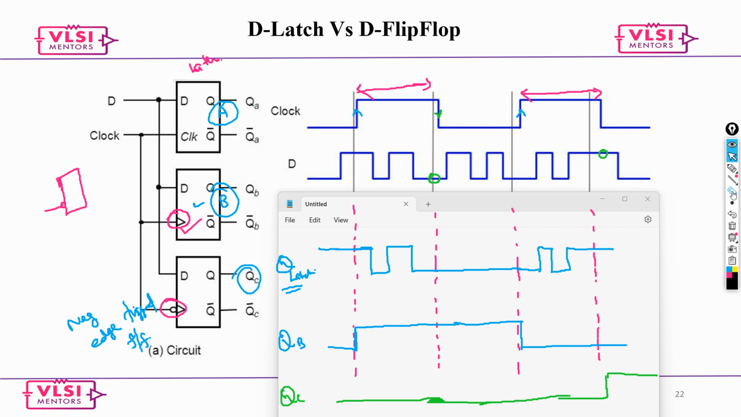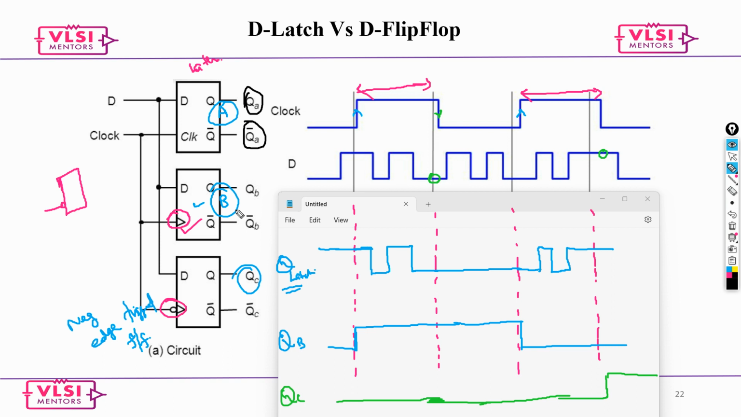So the Q and QA bar, QA bar is nothing but the inverted Q of the latch. It is not negative edge, it is just the opposite of this, an inversion of whatever it is, irrespective of any clock cycle.